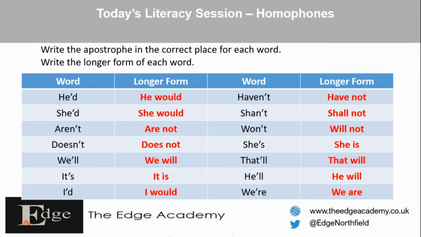Now, here are the answers. So, he'd is he would. She'd is she would. Again, you lose the W-O-U-L, you push the words together and place the apostrophe between the E and the D. Aren't is are not, doesn't is does not, we'll is we will, it's is it is, I'd is I would, haven't is have not, shan't is shall not, won't is will not, she's is she is, that'll is that will, he'll is he will, and we're is we are. So again, you place the apostrophe where the letters are missing. The only difference here, or the exception, is will not becomes won't. So you will just need to learn it in that way.